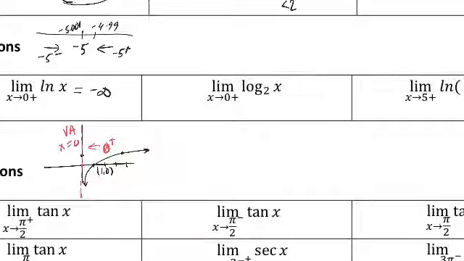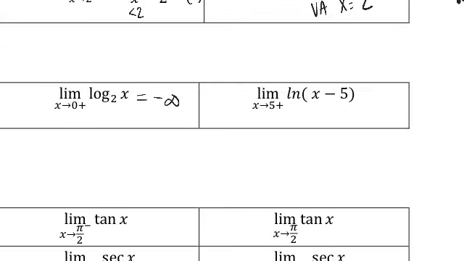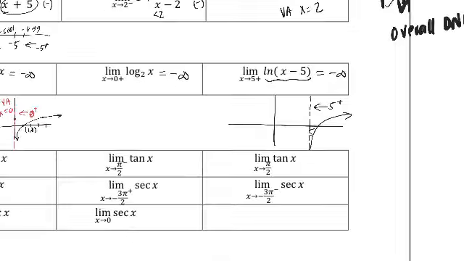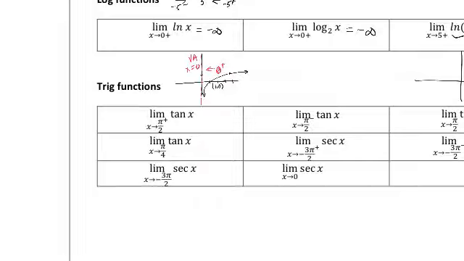Log graphs are the same as ln graphs, except they grow slightly more or less fast. So again, this one is negative infinity. This guy here is an ln graph. You've got to be able to realize that that's an ln graph shifted right. So here's x equals 5. The graph's been shifted right. If you're approaching this from the positive side, then you're going to negative infinity. So you've got to be able to think of the log functions in terms of transformations and figure out asymptote questions.